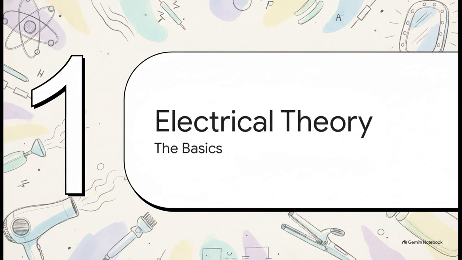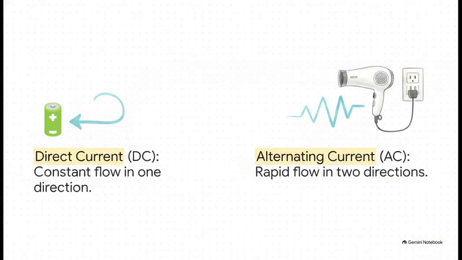Before we can start using this wild, flowing energy safely, we need to define exactly what it actually is. Let's break down the two fundamental types of electric current. First up, we have direct current, or DC. Think of this as a one-way street. It has a constant, even flow that travels in just one direction, and it's typically produced by chemical means, like the battery sitting inside your smartphone.